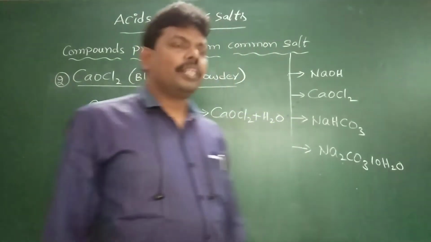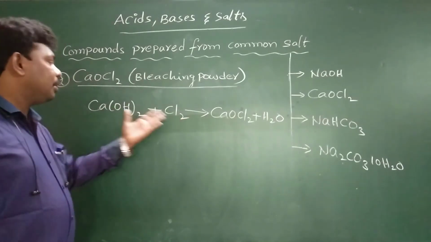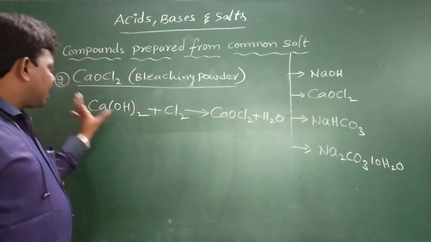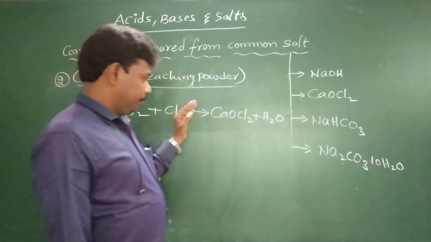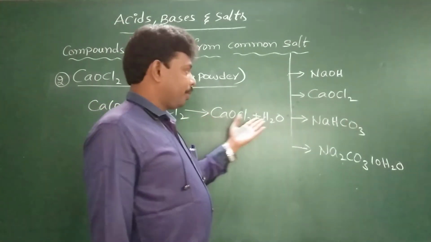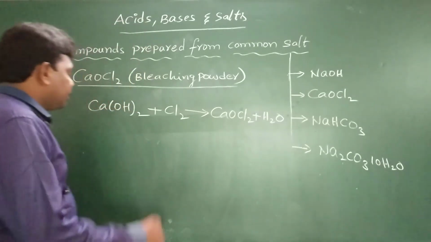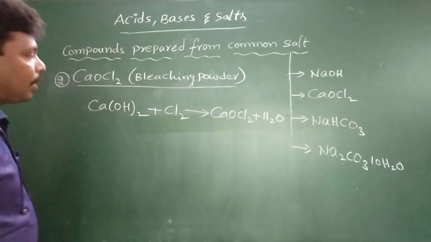The preparation is very important. The preparation of the bleaching powder, the chemical reaction, is very important. Very simple: take dry slaked lime, pass the chlorine gas through it. Then it gives the bleaching powder and water. Okay, so this is the preparation of the bleaching powder. Next, I am going to another one, the third.